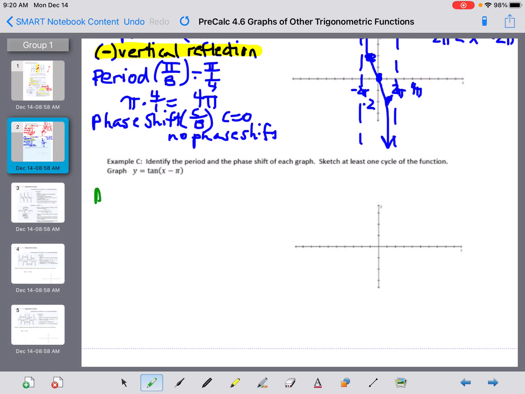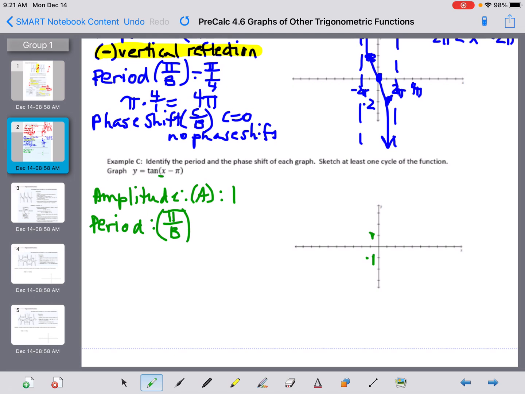Okay, so my amplitude is my A. It looks like it's invisible right now, which means it has to be 1. So I'm going to go up as far as 1 and down as far as -1 with significant points. My period is going to be pi divided by b, always pi when we're dealing with tangent. And currently what's being multiplied times my x looks like it's a 1.